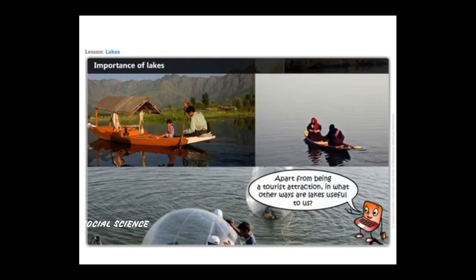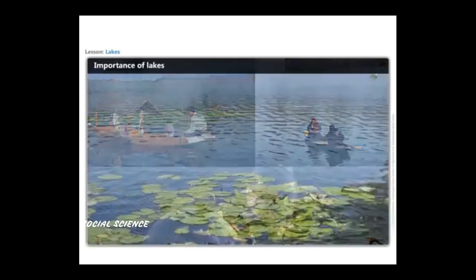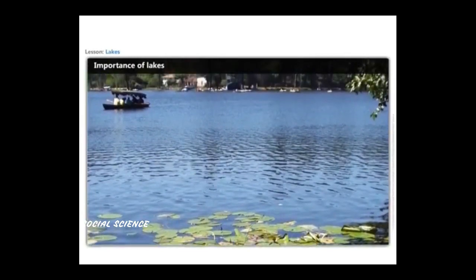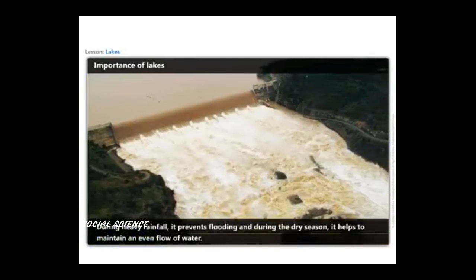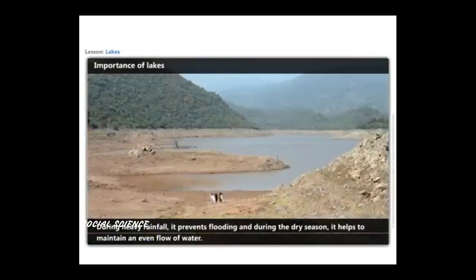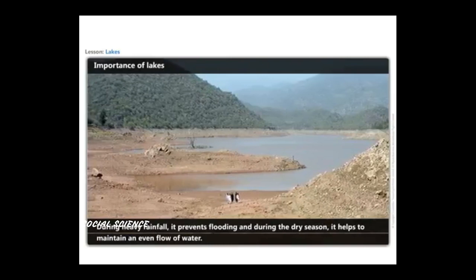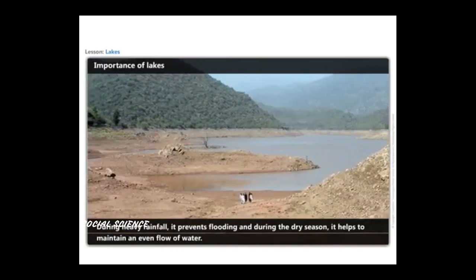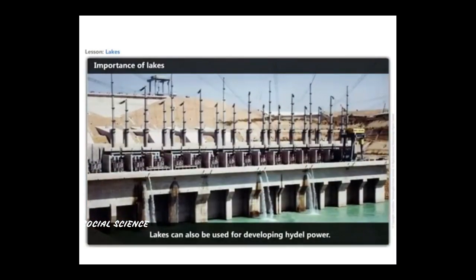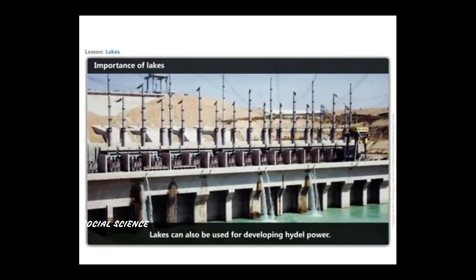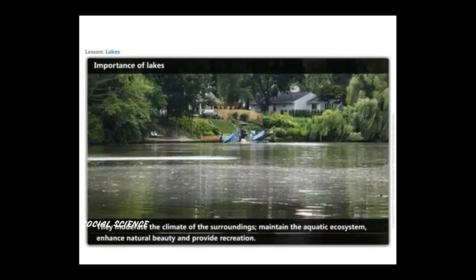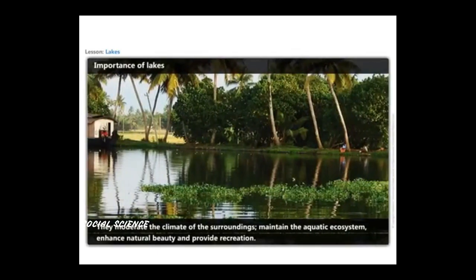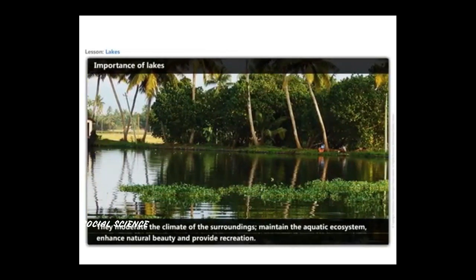Apart from being a tourist attraction, in what other ways are lakes useful to us? Lakes are of great value to human beings. A lake helps to regulate the flow of a river. During heavy rainfall, it prevents flooding, and during the dry season, it helps to maintain an even flow of water. Lakes can also be used for developing hydel power. They moderate the climate of the surroundings, maintain the aquatic ecosystem, enhance natural beauty, and provide recreation.